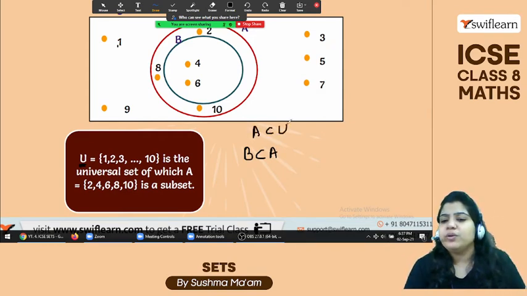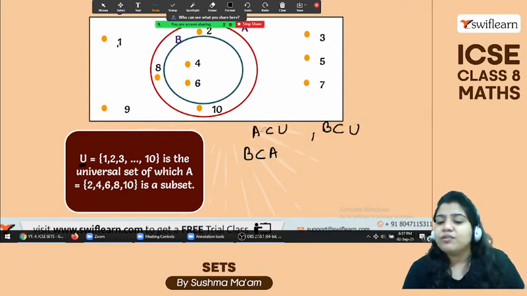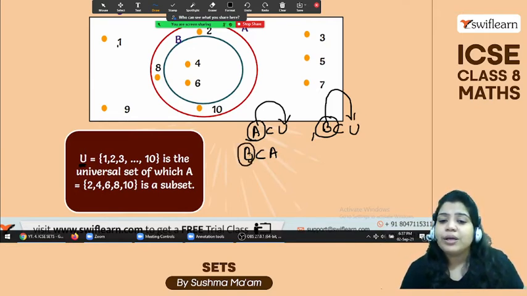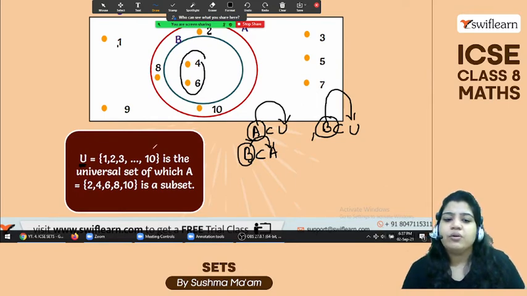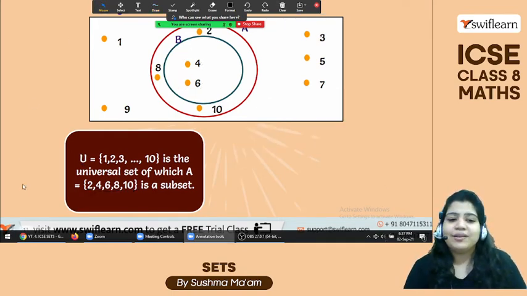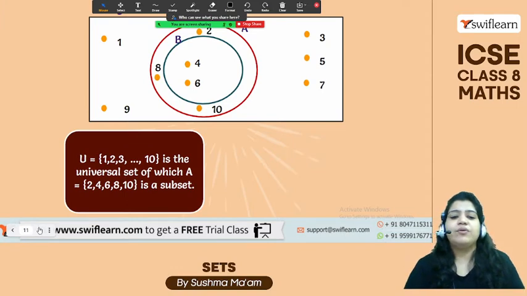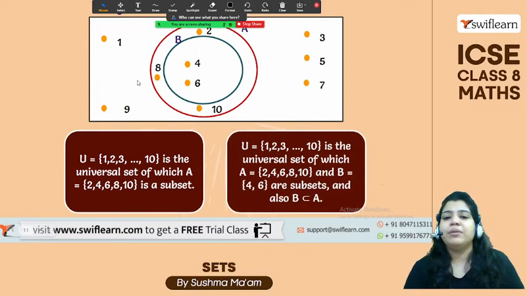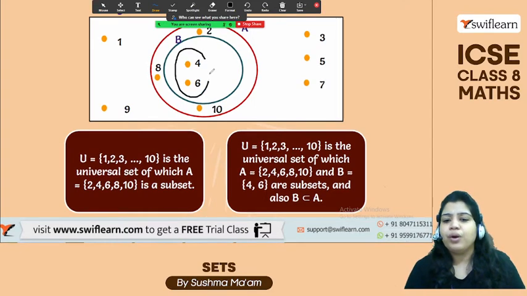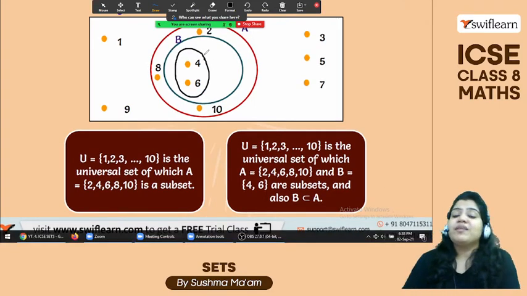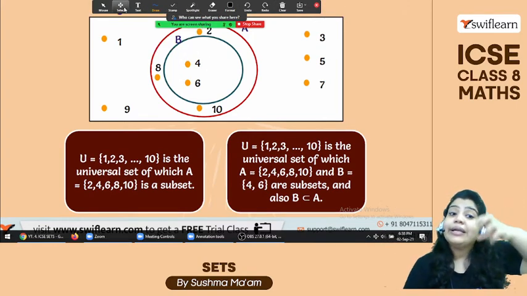A is a subset of universal. B is a subset of universal. So all the elements of A are in the universal set, and all the elements of B are in it. But B is a subset of A, so whatever elements we have in B will be in A. So A has these 2 also, and 2, 8, 10 also. So here we have 2, 4, 6, 8, 10. Okay, I hope this one is clear. So B has only 4 and 6, because B is a subset of A, a part of it.